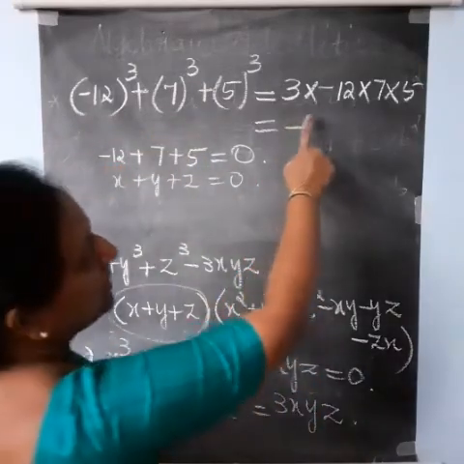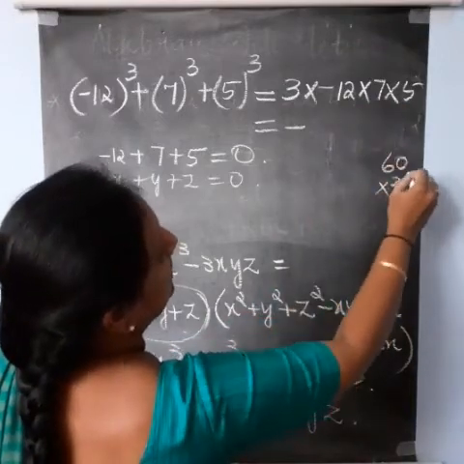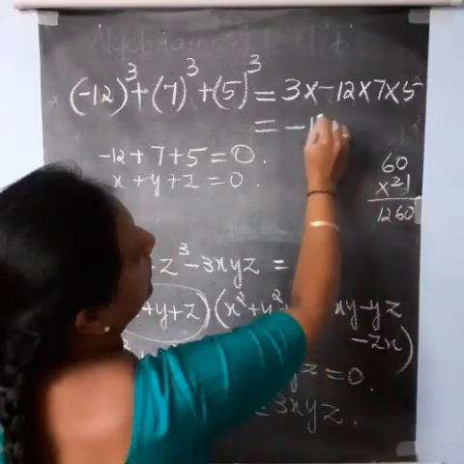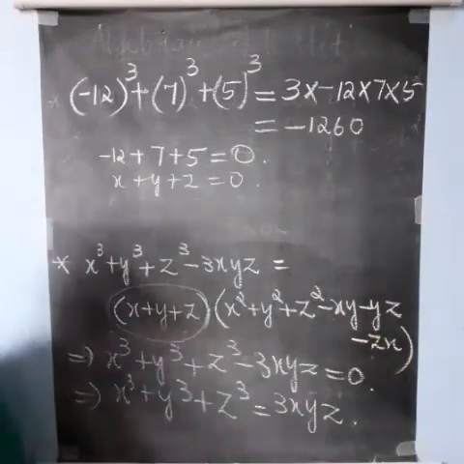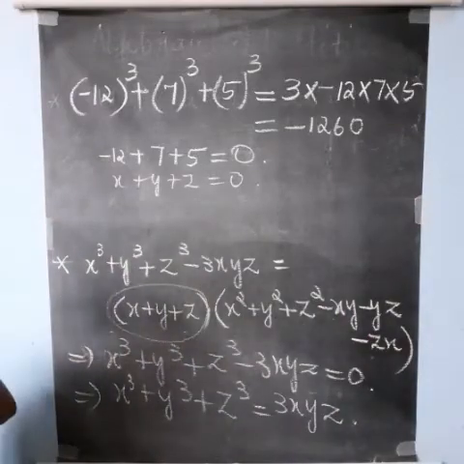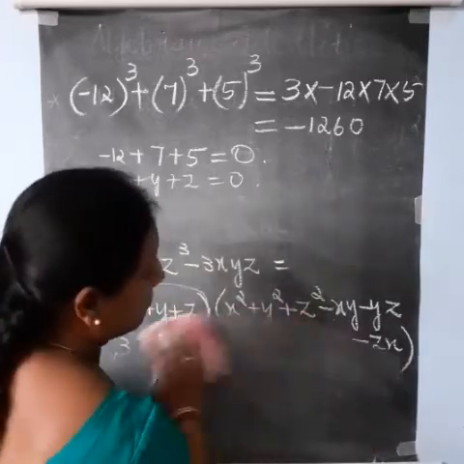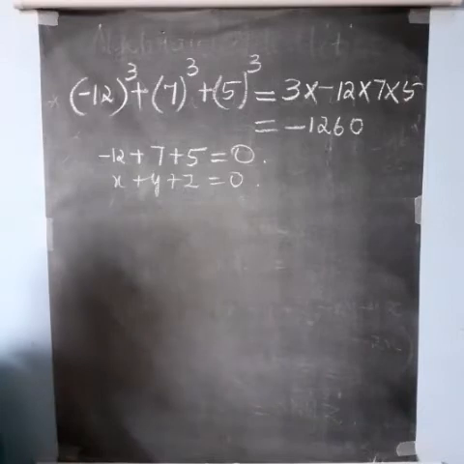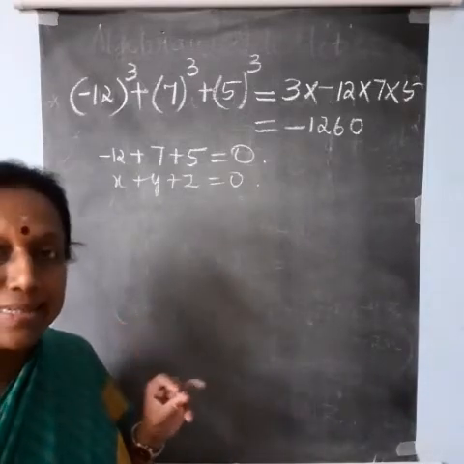Okay, now what will you get here? 12 5s are 60, 60 into 21, so 1260. So you get minus 1260. So that will be your answer. Have you got it? Okay. So this is the last identity. Now today I will give you some sums based on these 4 identities that you have learned this year, so that you can expand using identities.